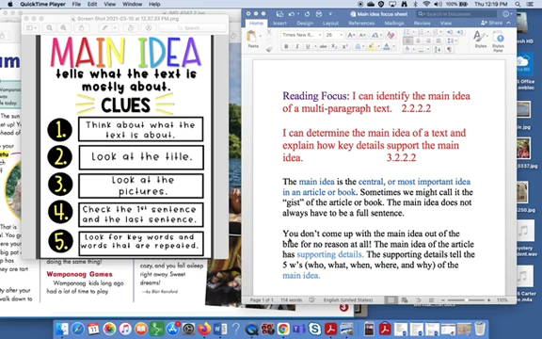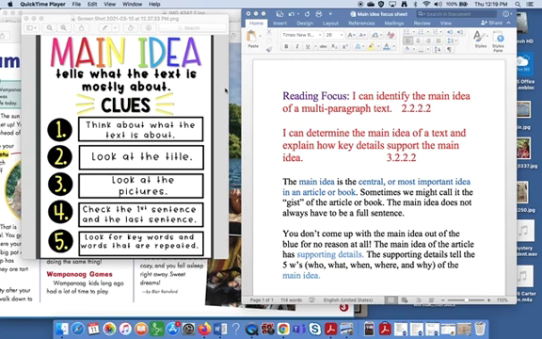So the idea is this, is that you don't come up with the main idea out of the blue for no reason at all. The main idea of the article has supporting details. The supporting details tell the 5 W's: who, what, when, where, and why of the main idea. But our most important job right off the bat is going to be to try and figure out what the main idea of an article is.